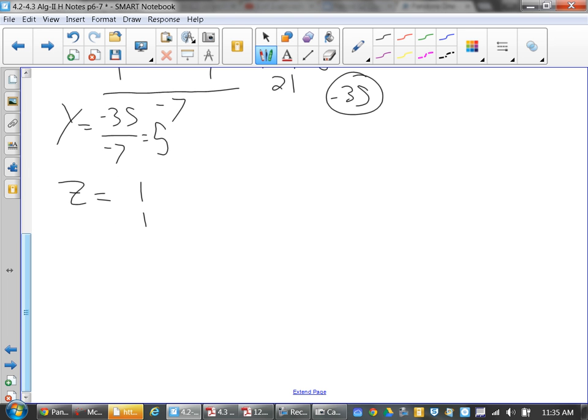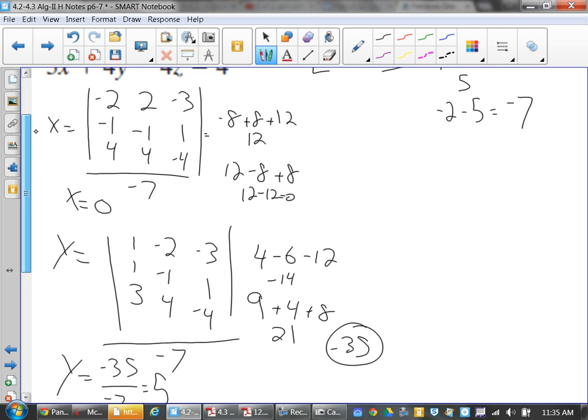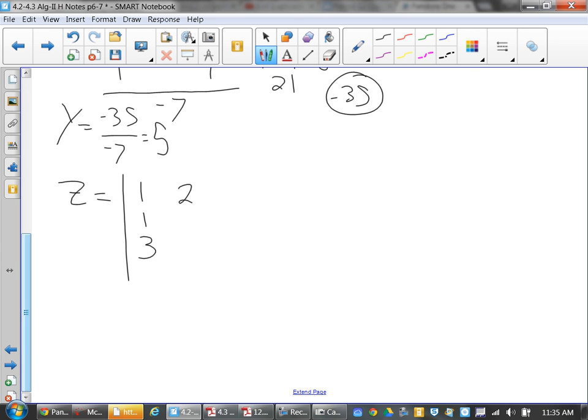I'll be worried that I did something wrong. 1, 1, and 3. 2, -1, 4. And the last one was -2, -1, and 4. And divide it by -4 minus 6 minus 8. So that is -10, -18.